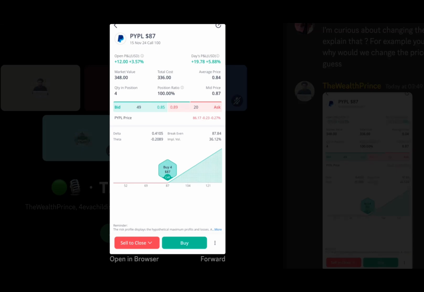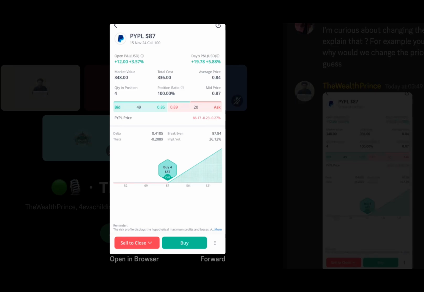So here is the screenshot, right? At the top, we have the stock, PayPal $87, which means PayPal $87 call. As you can see, it says call 100. That means, again, one contract is 100 shares, right? But you can see it has open P&L. That's the amount that we're up, and then the day's P&L in total.